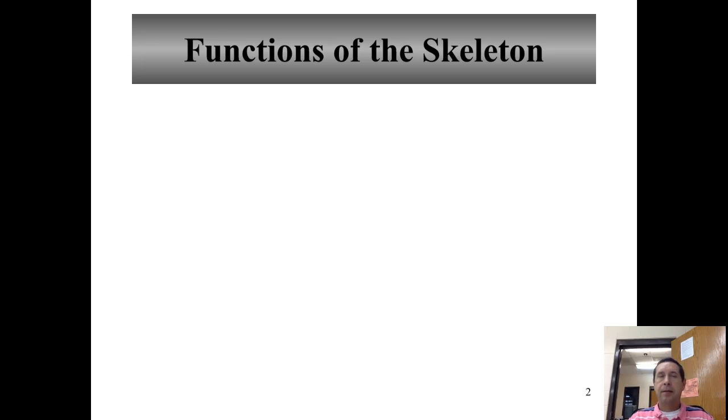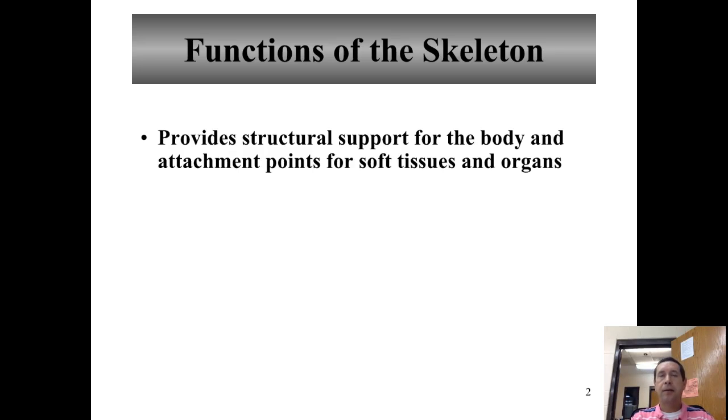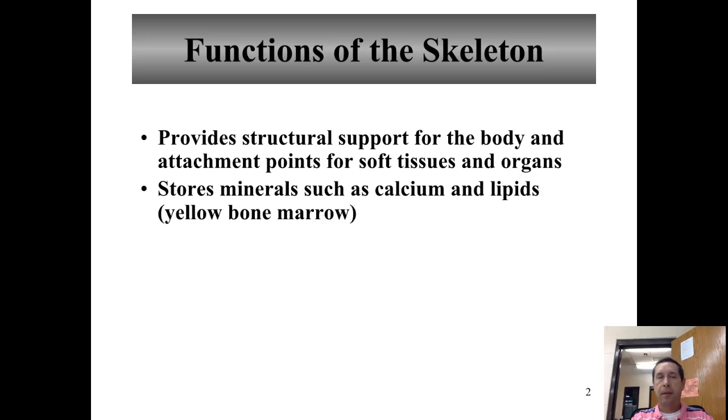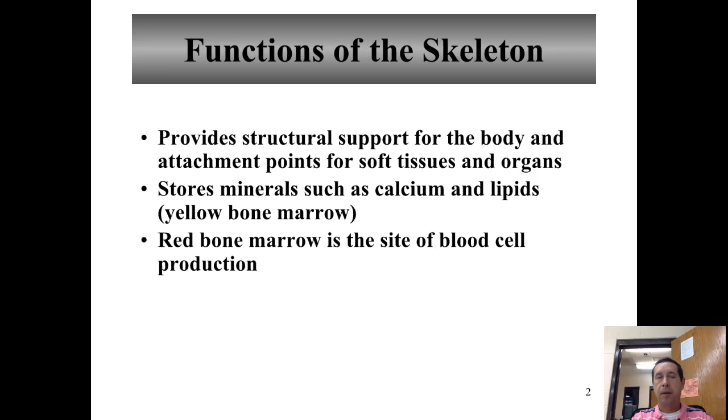The skeleton has several jobs, or several things that it does for us. One of the things it does is provide structural support for the body and attachment points for soft tissues and organs. It's the framework for the body. But it also works for storage. It stores minerals like calcium and lipids in yellow bone marrow. Red bone marrow is where your red blood cells, white blood cells, and platelets are produced.